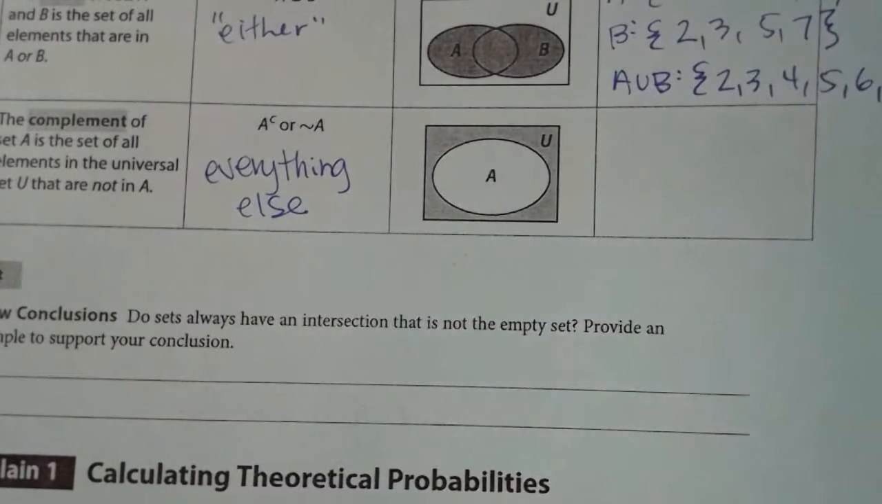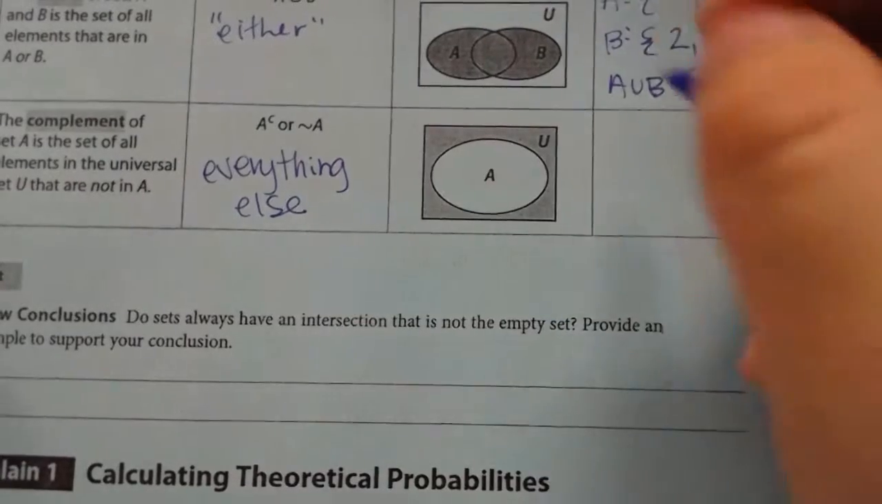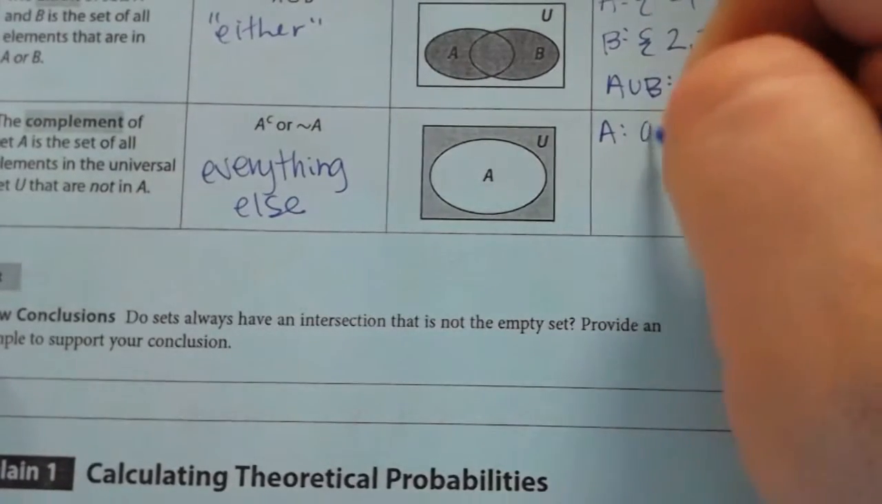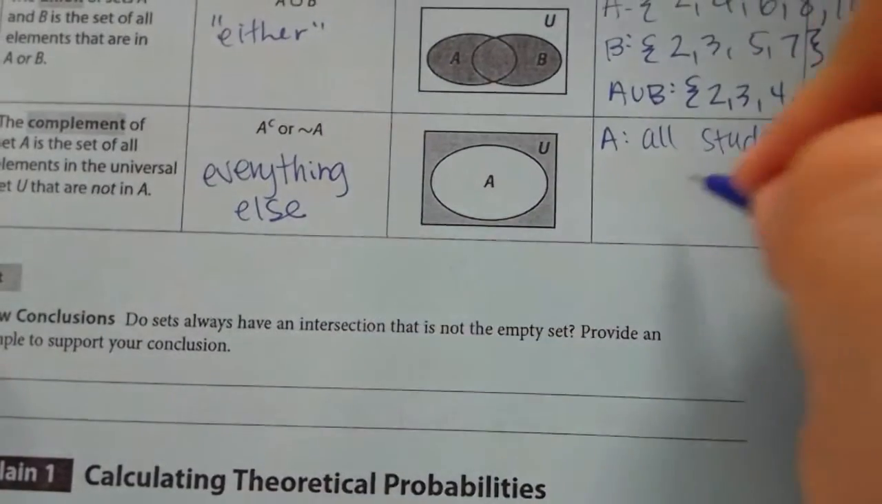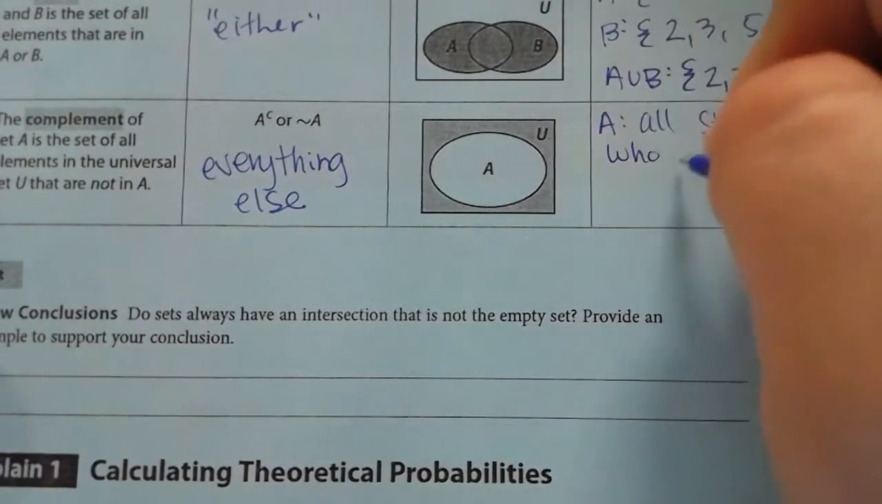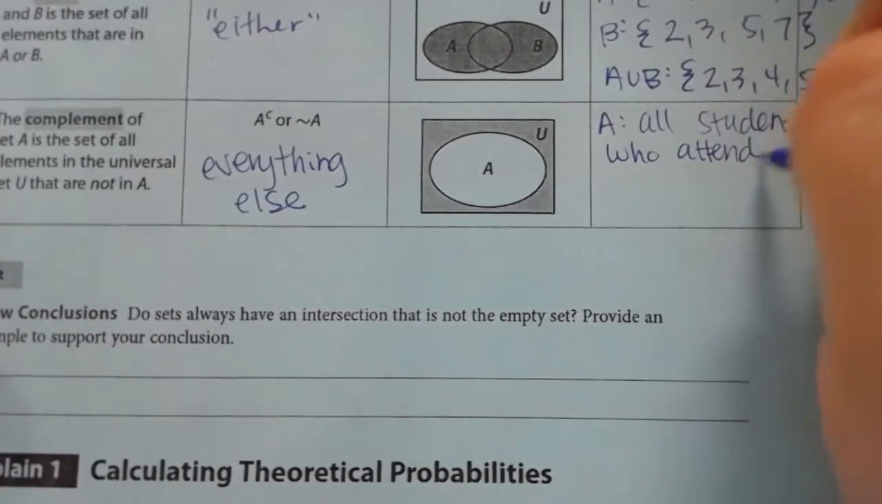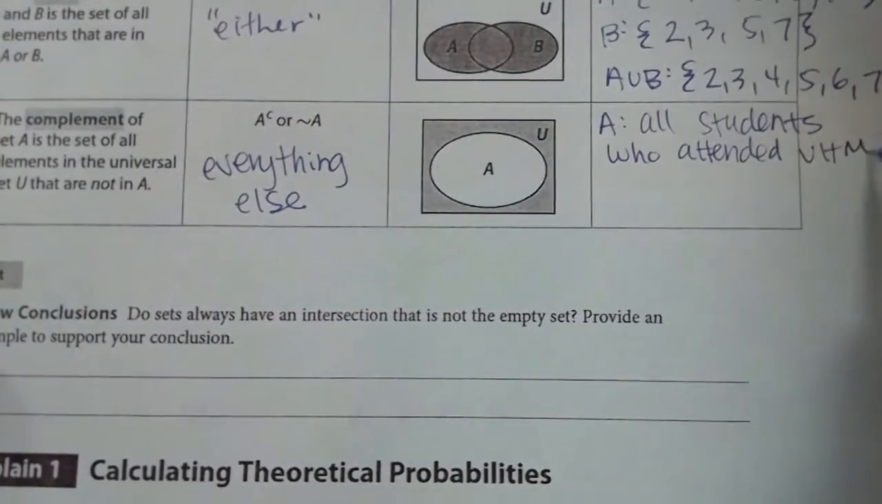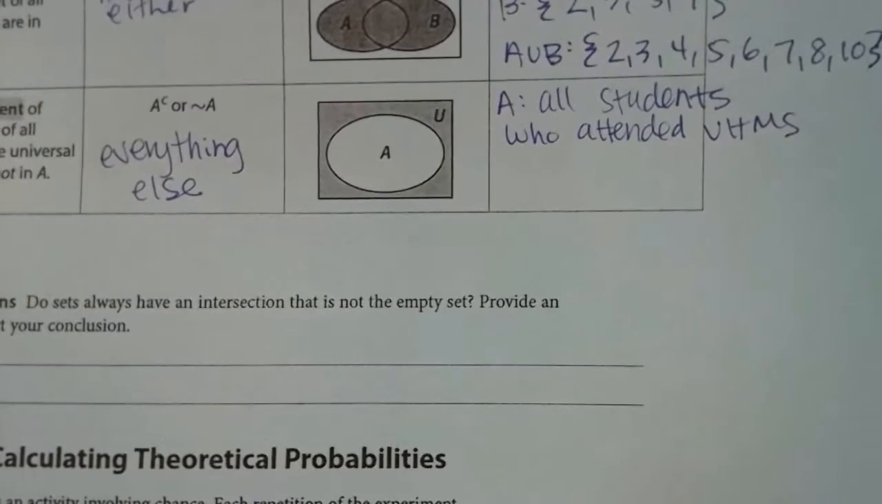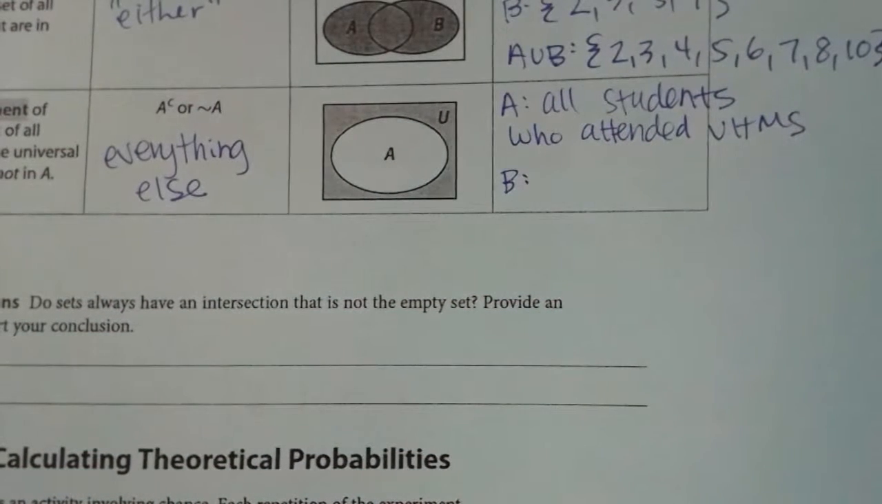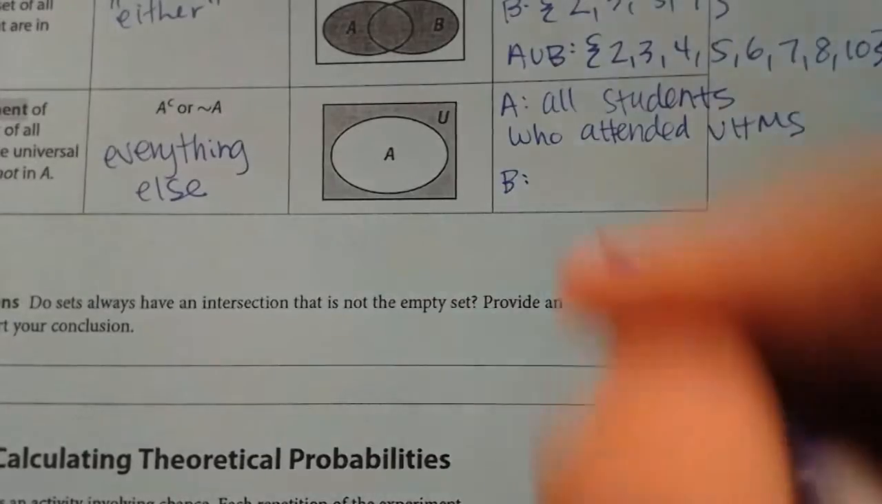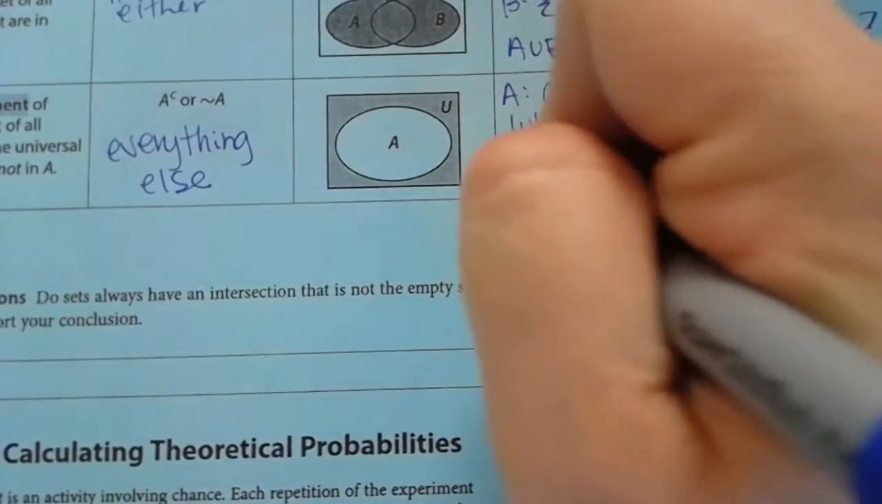For example, if I let set A be all students who attended Vista Heights Middle School, what would set B have to be? But there is no B. Sorry, what would set A complement be?